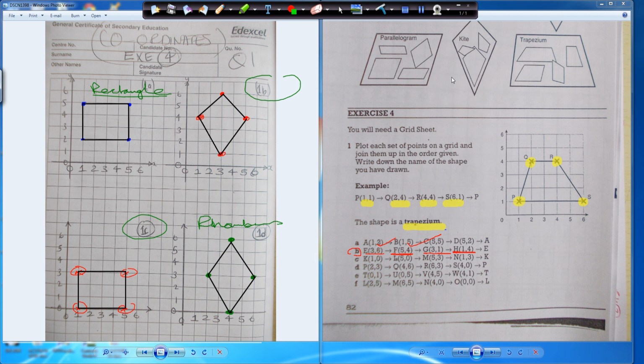Yes, it is a quadrilateral, but it's actually a special one. What's it called? Rhombus. Subhanallah. Rhombus. What's it called? It's a kite.